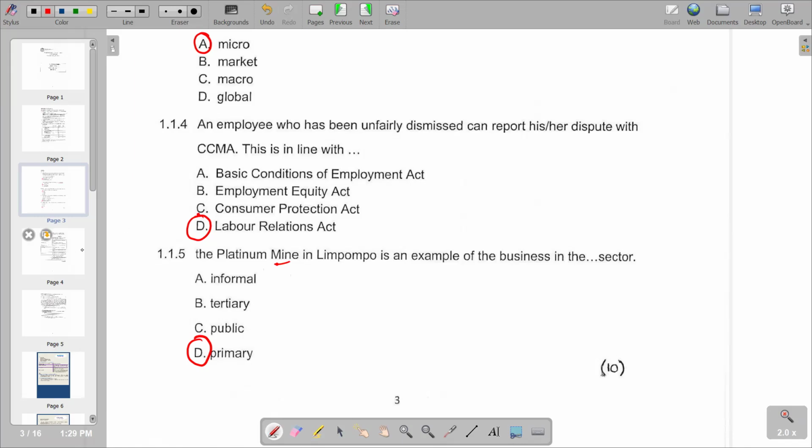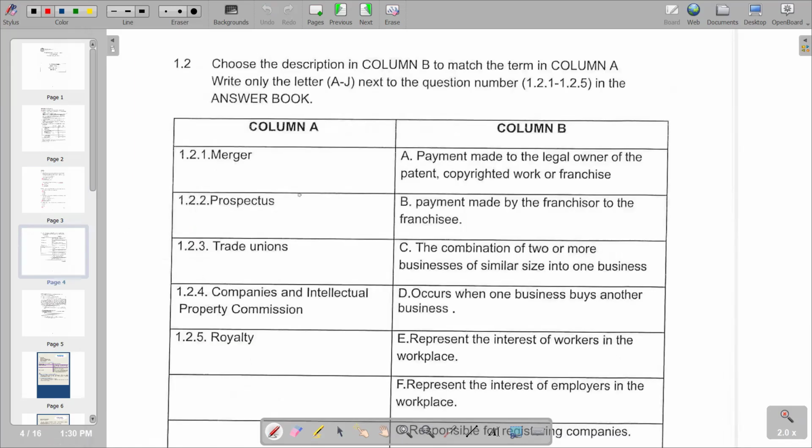So moving on to the next section, which is on matching words. It reads, choose the description in column B to match the term in column A. Write only the letter A to J next to the question number, that is 1.2.1 to 1.2.5, in the answer book. So the first term that we have is merger. A merger, basically, is an agreement that unites two existing companies into one new company. So when we have such a scenario, we have a merger whereby two businesses are joining together.